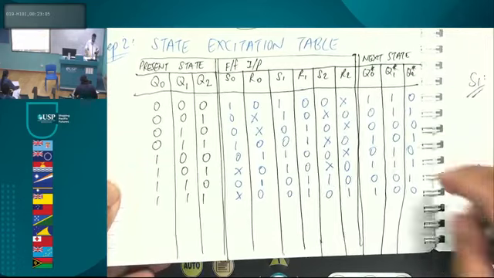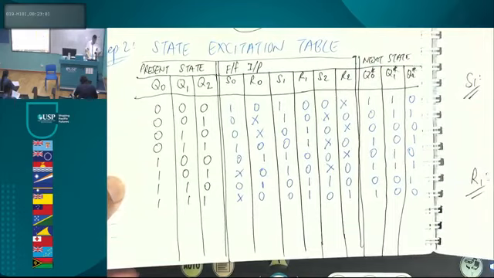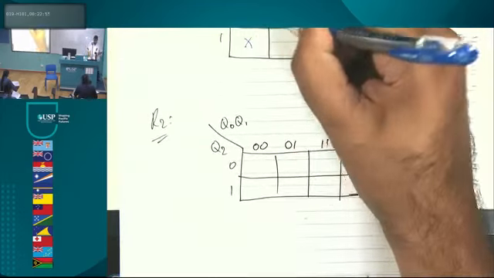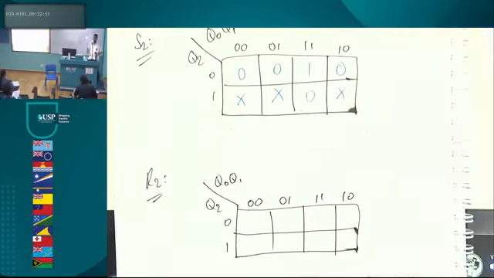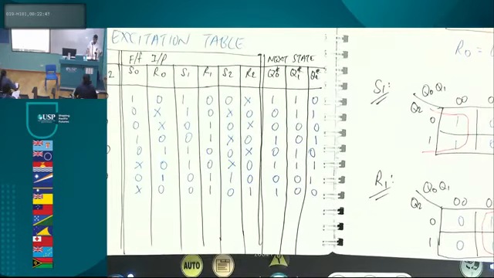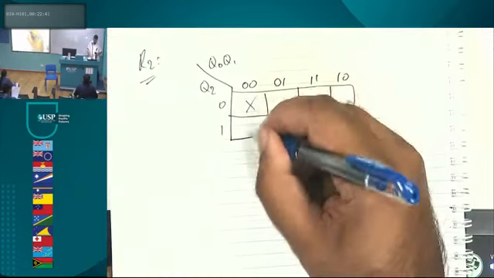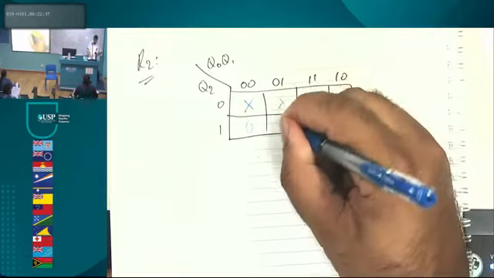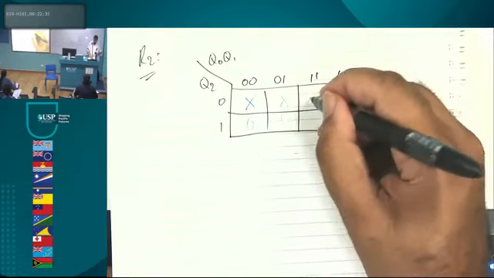Okay, 0x, 0x, 0x, 1, 0. I hope it's correct. 0x, 0x, 0x, 1, 0. Right. Okay. Last one. X0, X0, X0, 0, 1. X0, X. X0, X, X0, 0, 1.